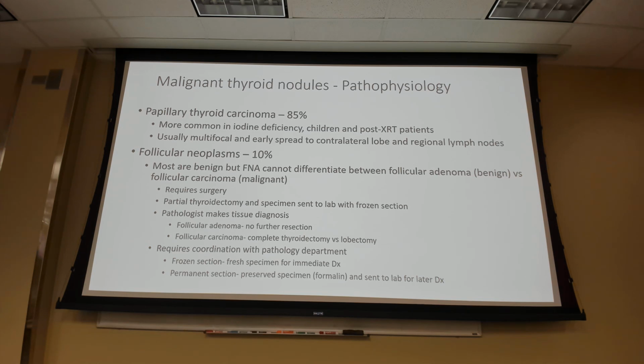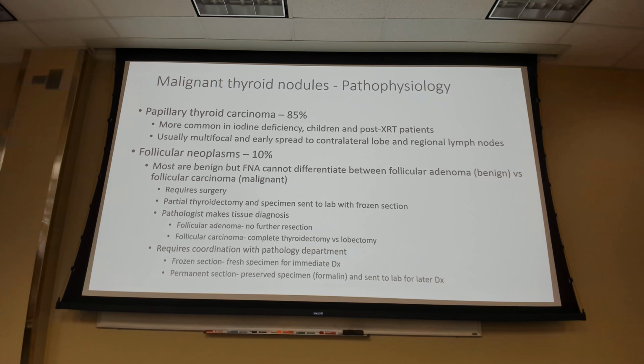All right, so like we said, papillary thyroid carcinoma is the most common. It was important that we talk about geographical distribution. So we see it with iodine deficiency and in regions that don't have iodine added to their salt. And we also see it in children and then the post-XRT patients. This is usually multifocal. And then it does have early spread to the other lobe and regional lymph nodes. However, it does have a great prognosis, so these patients do go on once we perform the thyroidectomy to live a good life.